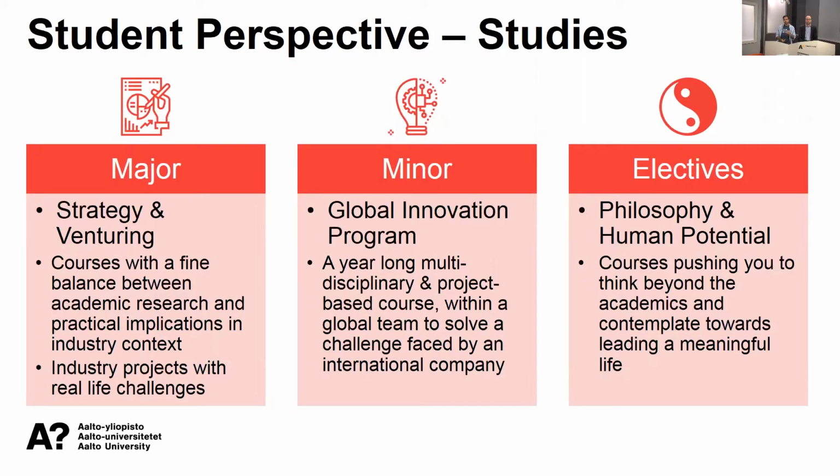Next, the beauty of flexibility in this program is highlighted by electives. So I had electives from philosophy and human potential, and those gave me a totally different context of my studies to what I was studying in my major and minor, for example. It basically pushes you to think beyond the academics and industry and contemplate towards, for example, leading a meaningful life. So if you're interested in those areas also, for example, from literature or arts, there are many possibilities that you can choose electives from those fields and basically choose whatever you want to study. That's the core of this program.